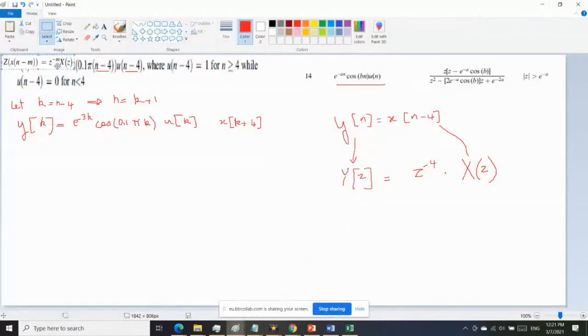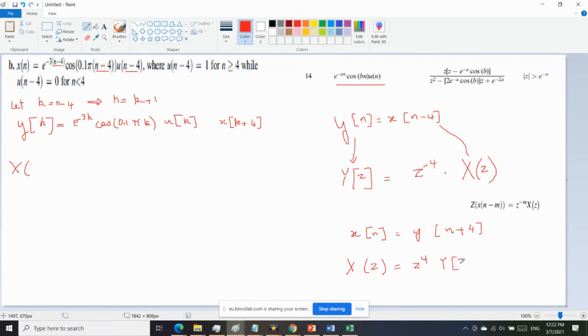So that means what we need to do is find the z transform of y and then x. So y is this, or we can say x of n is y of n plus 4. That means X of z equals z to the power of 4 times Y of z. So we find Y of z, compute it, and then multiply by z to the power of 4.